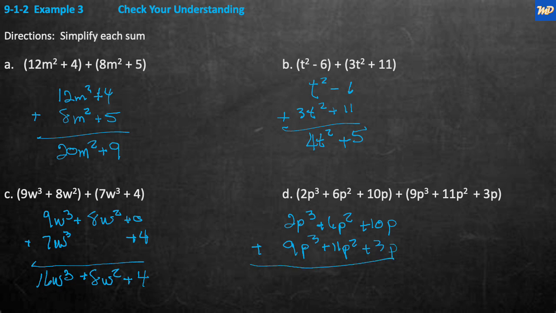Okay, what does that come out to? So it's 2p cubed and 9p cubed, so it's 11p cubed. And these are two pluses, so it's pluses. 6 and 11 is 17. Got to add a little faster, I guess, in my head. P squared. And then it's 10p plus 3, so it's 13p. Okay?